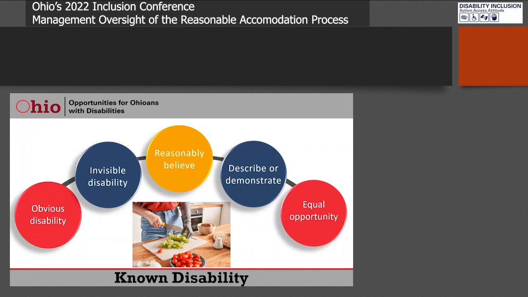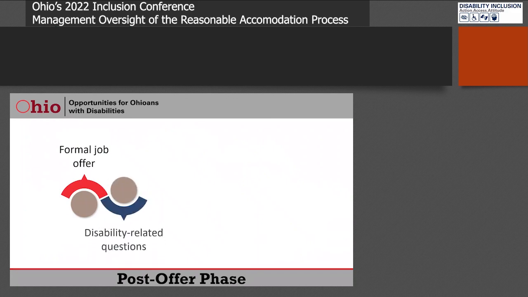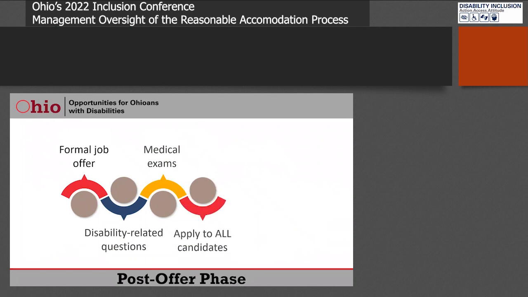So in the pre-offer phase, the employer is asking job-related questions to determine the candidate is qualified. What is the post-offer phase and how do things change? Dustin, a candidate enters the post-offer phase once they have accepted the formal job offer, but before employment begins. In this phase, disability-related questions can be asked and medical exams can be required. The key here is these must apply to all candidates who receive a job offer in the same job category.